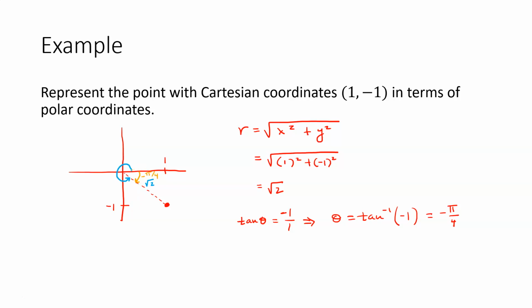However, if we're going to use a positive angle, we can also express that angle as positive angle 7pi/4. So in polar coordinates, the point 1, -1 will be square root of 2, -pi/4. Or you could write square root of 2, 7pi/4. Or there could be many other different representations, but these would be perhaps the easiest ones to use.